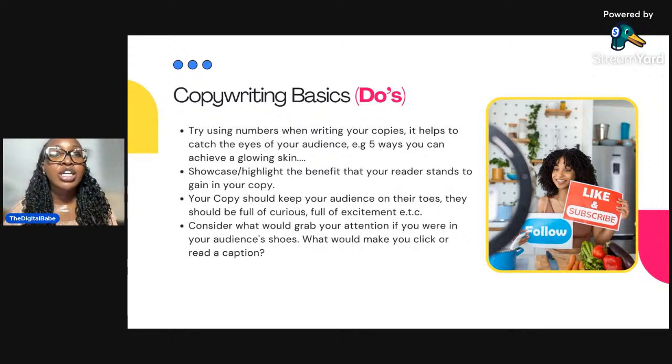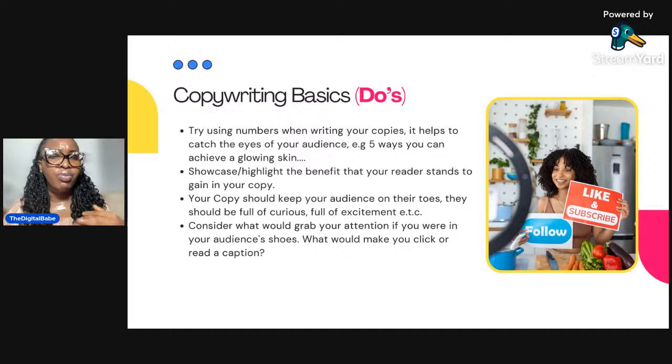And then copywriting do's. Try using numbers when you're writing. Numbers have a way of catching people's attention. When I see 5, when I see 1, when I see 2, automatically my brain adjusts because I want to see what they are writing here. You can incorporate numbers into your copies. You can say, 5 ways you can achieve glowing skin. People are like, oh my God, I want to know those 5 ways. So they are curious. You are drawing their curiosity. So try to use numbers when you're writing your copies.